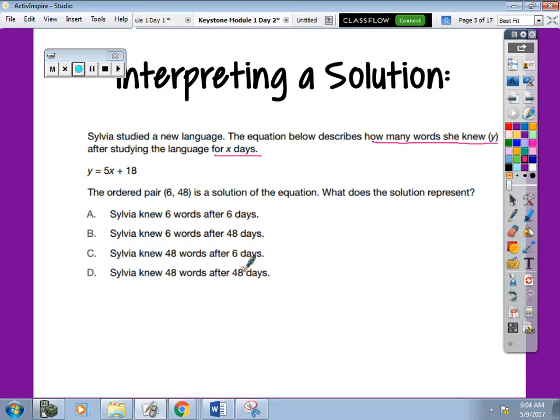Based on the way they define the variables. Caitlin? C. C. Again, y was the number of words. X was the number of days. So you just have to look back at how they defined the variables and then match up those descriptions with the x and the y. And just make sure you don't mix them up somehow.